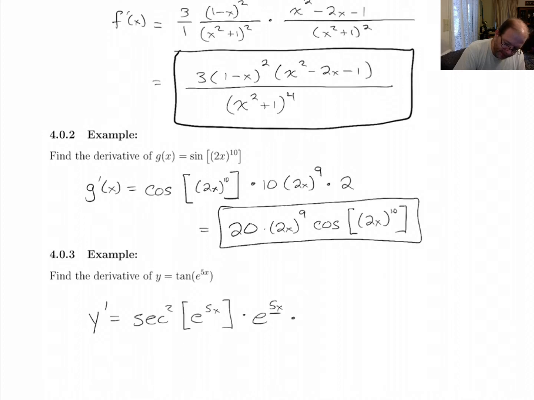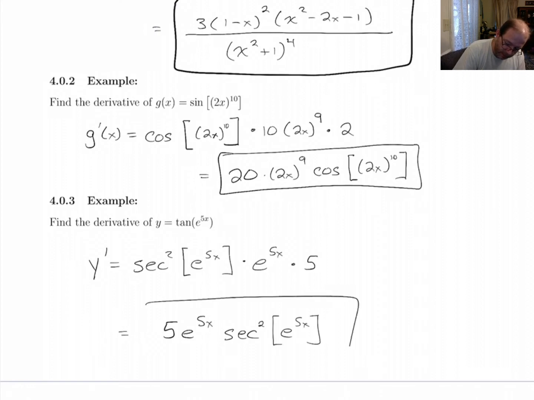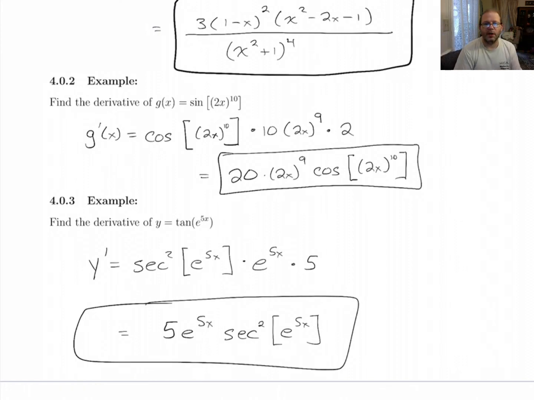But then that 5x is an inside function, and we got to multiply by 5. And I would probably rewrite that as 5 e to the 5x secant squared of e to the 5x. All right.